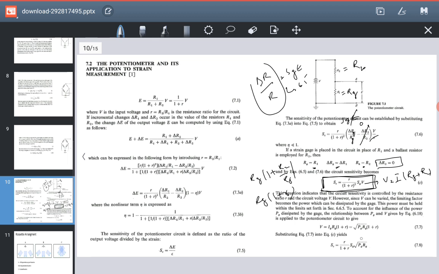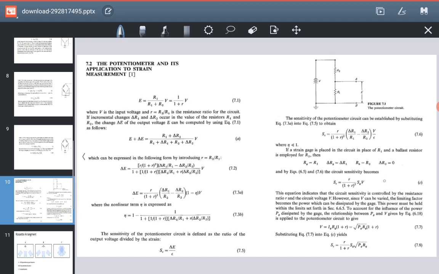Okay, so this explains how I am going to replace it with Ig (Rg 1 plus R) as shown here. Now Ig: you know that Pg is equal to Ig square R, that is, P is equal to I square R. This is the formula. So Ig is equal to Pg upon Rg, under the root.